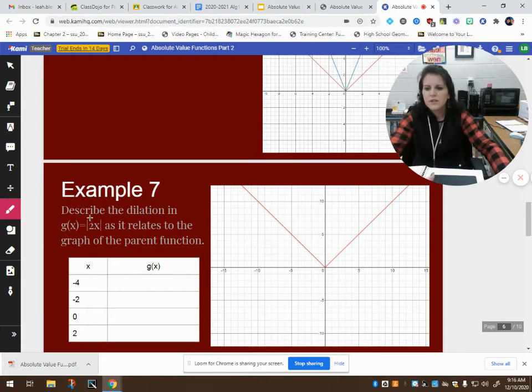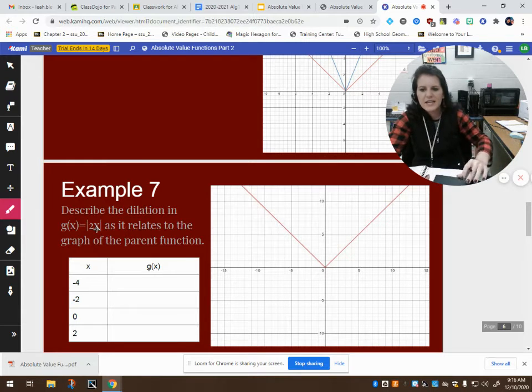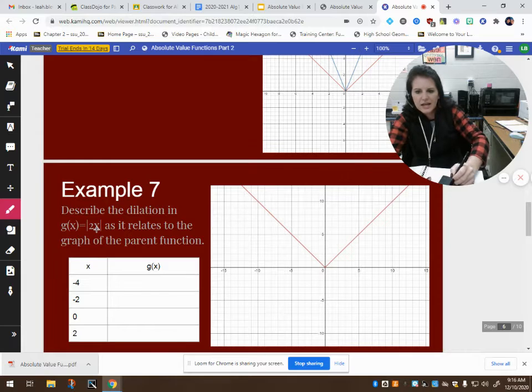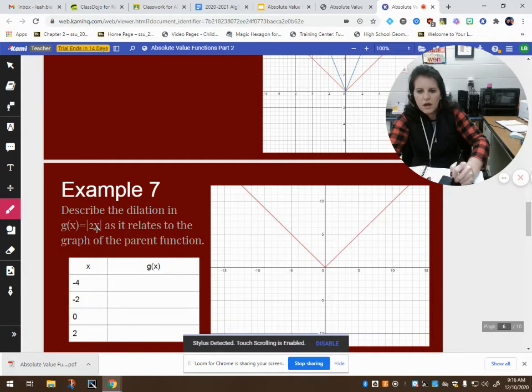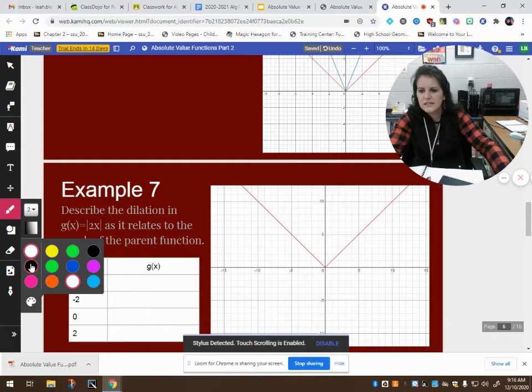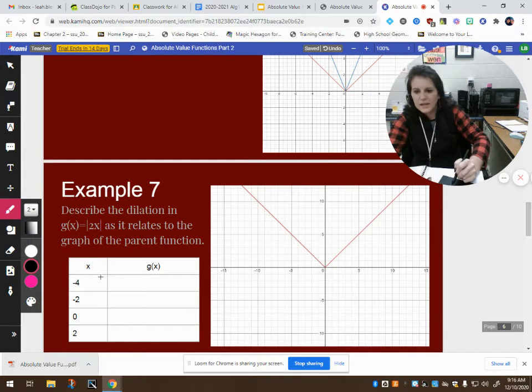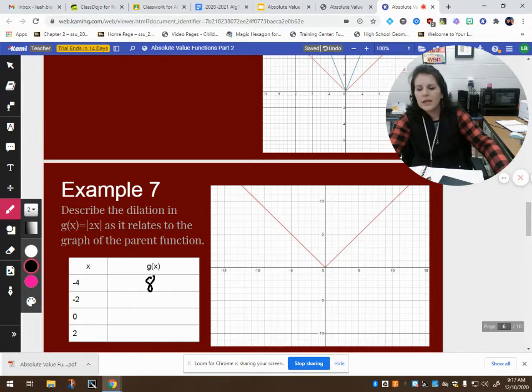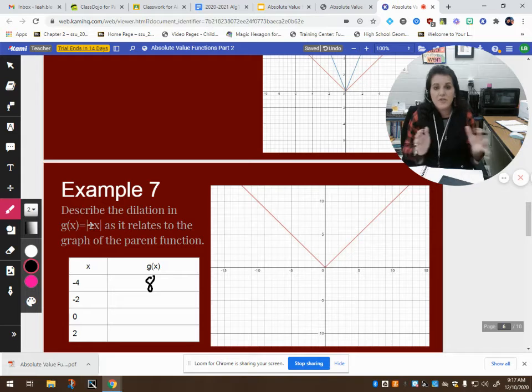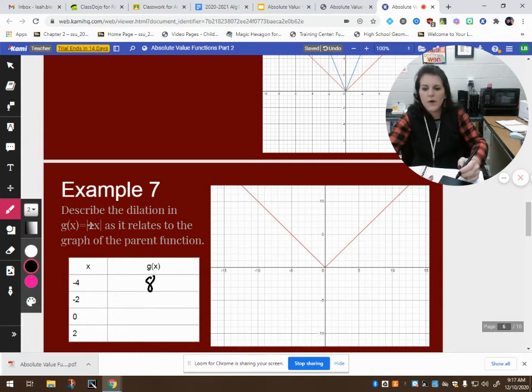And let's prove that here. So let's plug it in. If I plug in -4, 2 times -4 is -8. I take the absolute value of -8 and I get 8. So when I plugged in -4, I get out an 8. If I plug in -2, 2 times -2 is -4. I take the absolute value of -4. Remember, I'm just asking how far away from 0 is -4. It's 4 units away, so that answer is 4. 2 times 0 is 0, absolute value of 0 is 0. 2 times 2 is 4, absolute value of 4 is 4.